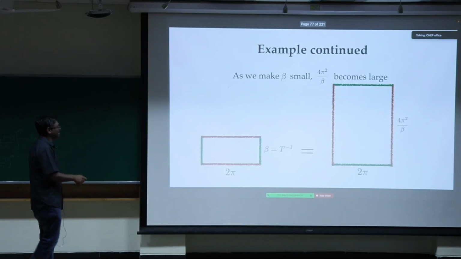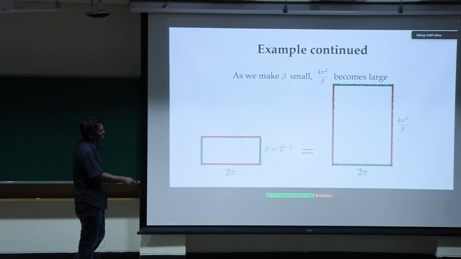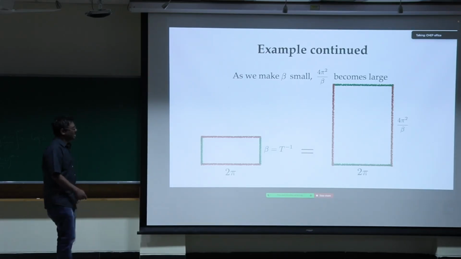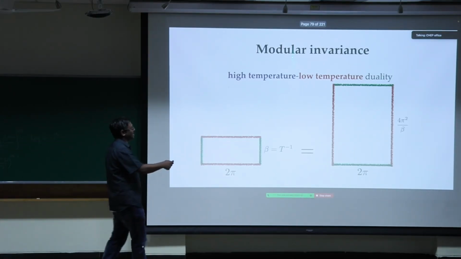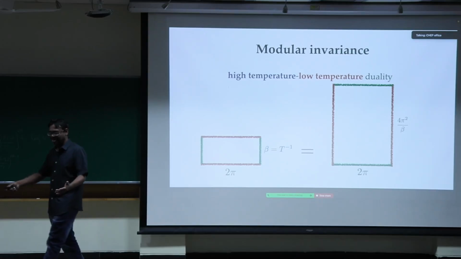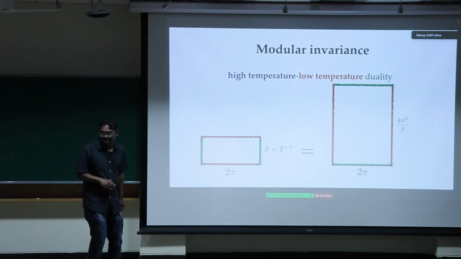As you take β small, so high temperature, 4π² over β becomes large, so this is a low temperature. So what you have derived is a high temperature, low temperature duality. And in technical terms, this is exactly what we call modular invariance. So this is how modular invariance comes into the picture for a 1+1D CFT.